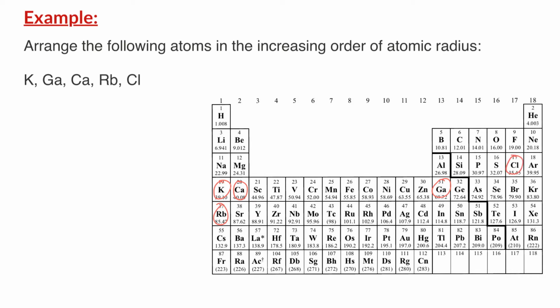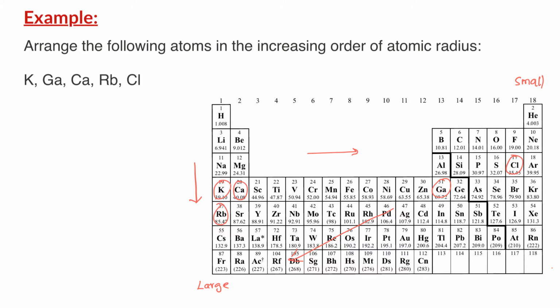We know that atomic radius decreases from left to right and increases from the top to bottom. So overall, the atomic radius increases in that direction. We have larger atoms in the bottom left corner and small atoms in the top right corner.